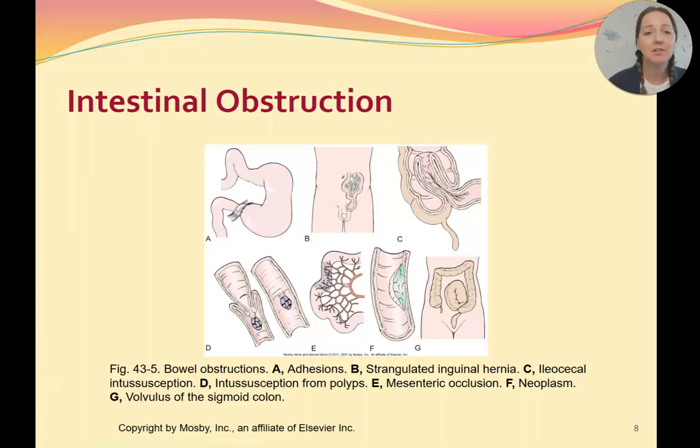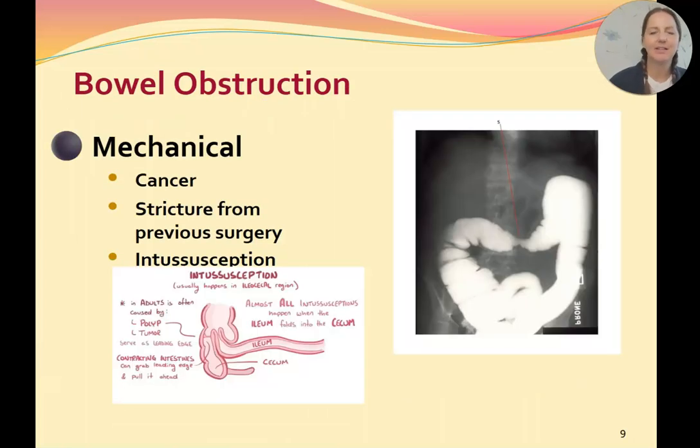E, the mesenteric occlusion. So you're looking at the perfusion of that space and how an occlusion could mean it's not getting perfused appropriately. F, you're looking at a neoplasm, so a growth. And then G, the volvulus of the sigmoid colon. It's like this, and then all of a sudden it spins around and strangulates itself. You'll see a picture in just a sec.